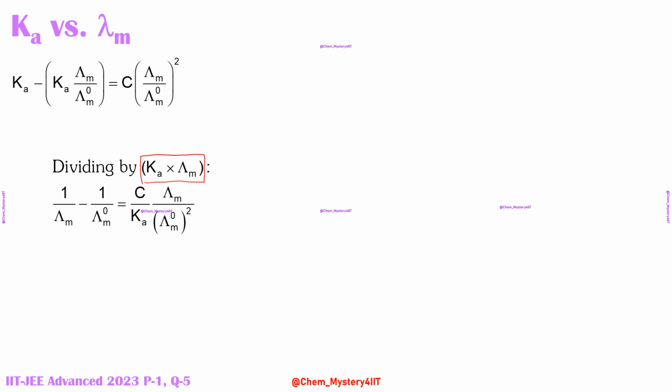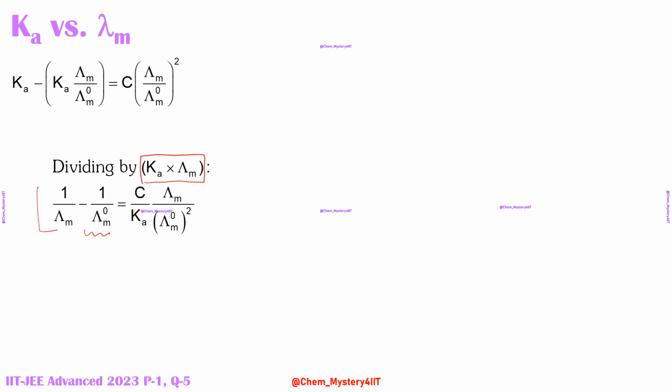So this Ka term gets cancelled, and this becomes 1 by lambda m, the leftmost term. The second term, Ka lambda m by lambda naught m, when divided by Ka lambda m, reduces to 1 by lambda naught m. And on the right, dividing by Ka is going to give us C by K, and this is going to be lambda m. One squared term gets cancelled, giving lambda m divided by lambda naught m squared.